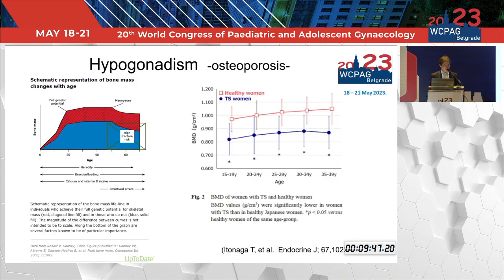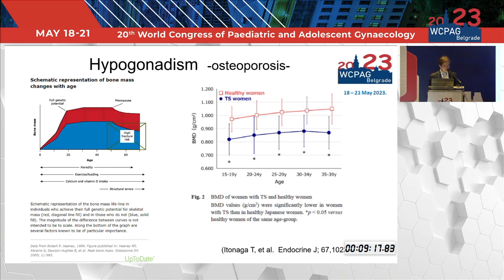And next topic is hypogonadism. Let me focus on osteoporosis first. The scheme on the left side shows the representation of bone mass changed with age. Bone mass lifeline is represented in individuals who achieve the full genetic potential and in those who do not. So blue and red shows the who.